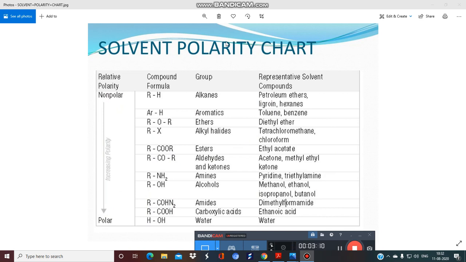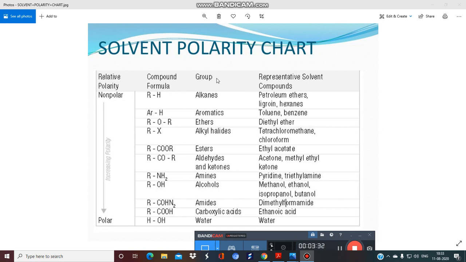Yes, there is another polarity chart with respect to functional groups. From non-polar to polar, the most polar are water, carboxylic acids, amides and alcohols, and the non-polar ones are alkanes, for example petroleum ether, aromatics like toluene and benzene, and ethers like diethyl ether.